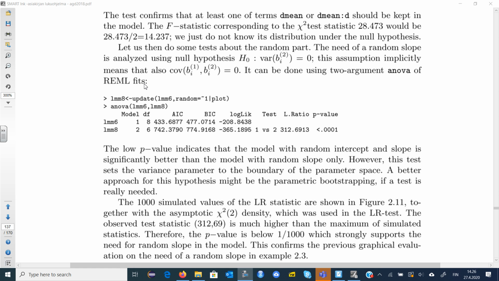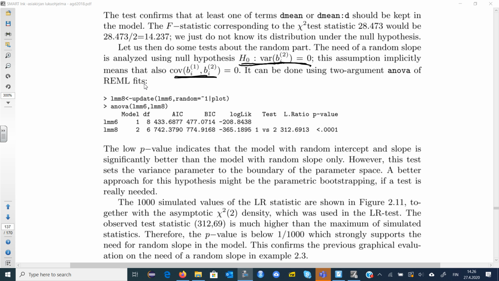Okay, then we might want to do some tests about the random part. For example, we might want to test whether the random slope is really needed in the model. Okay, our previous graphical evaluation clearly indicated that such is needed, but probably we would like to confirm that. So we can make a hypothesis test using the null hypothesis that the variance of the slope is 0, and this assumption implicitly also means that the covariance between the random intercept and slope is 0, or that covariance term is dropped from the model.